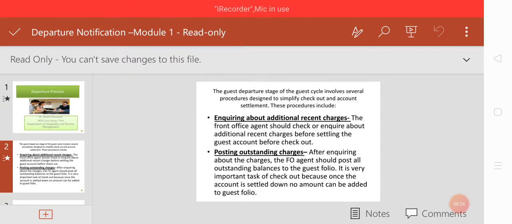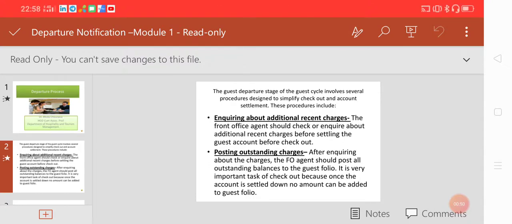That is the guest departure stages of the guest cycle. It involves several procedures designed to simplify checkout and account settlement. These procedures include the inquiry about the additional recent charges. Second is the posting outstanding charges. First topic is what are the additional recent charges.